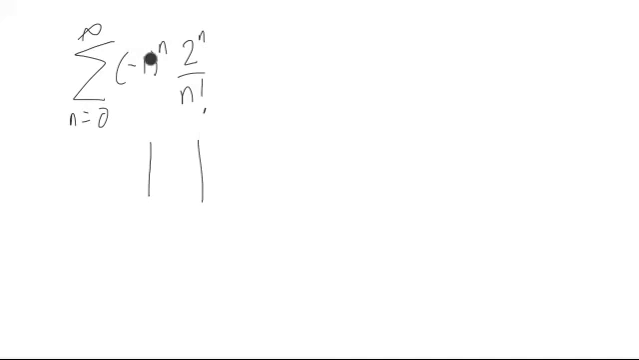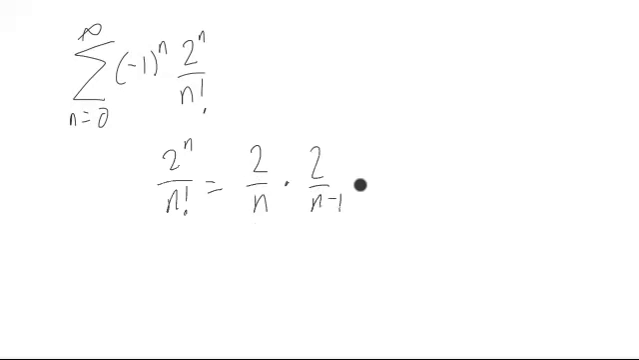So let's test that, taking the absolute value. We just look at 2 to the n over n factorial, and let's do a comparison, compare it to something. Let's rewrite this as 2 over n times 2 over n minus 1 times 2 over n minus 2 times all the way to 2 over 3 times 2 over 2 times 2 over 1. Notice that there are n things on the bottom and n things on the top, just as desired.